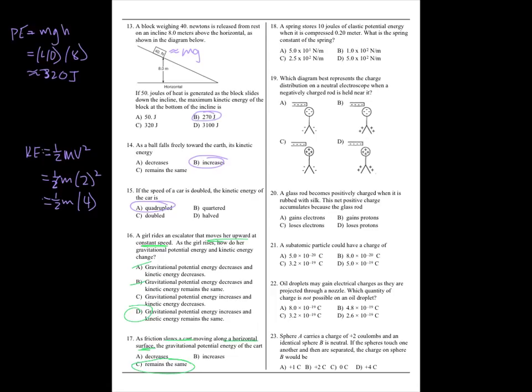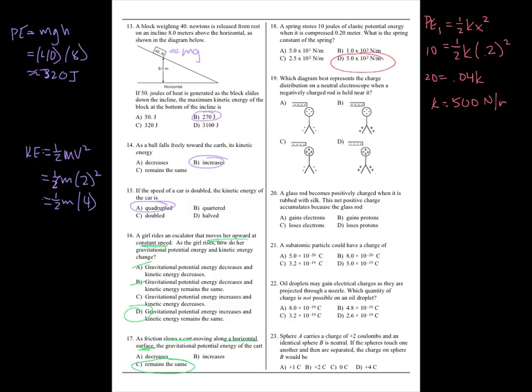Number 18. A spring stores 10 joules of elastic potential energy when it is compressed 0.2 meters. What is the spring constant? So we're using the potential energy in a spring equation, 1/2 kx squared. We're looking for k, and this is 10. So make sure you do your math appropriately. 20 equals 0.04 k. 20 divided by 0.04 will get you 500 newtons per meter, and that's our answer.